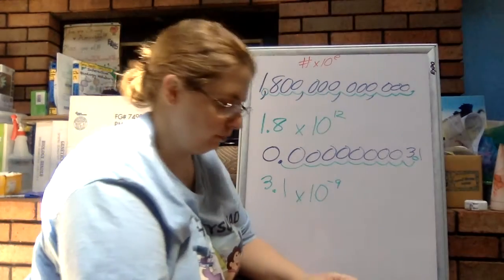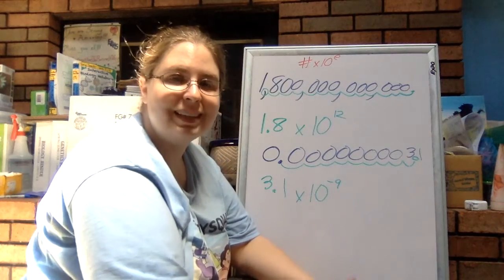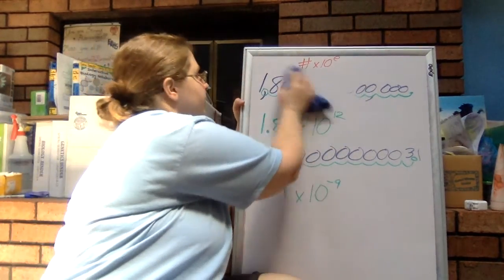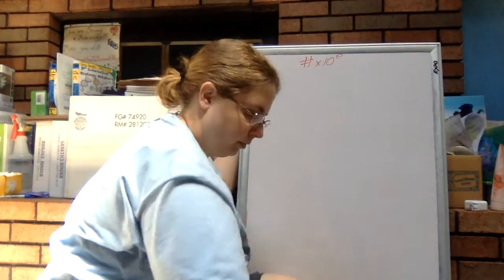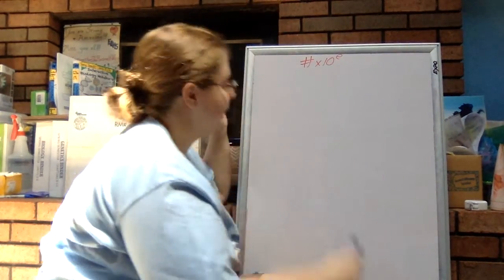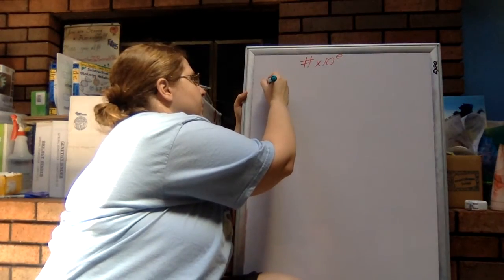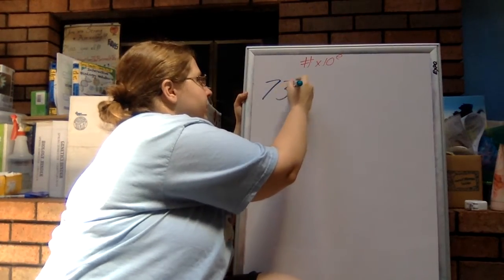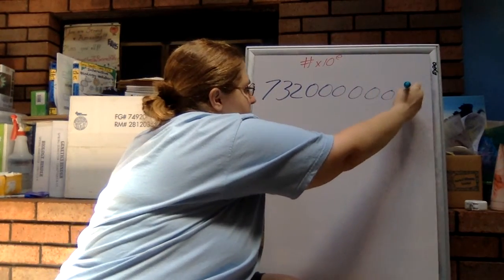So far, so good? All right, we'll do a couple more examples, then we'll flip it and talk about taking numbers out of scientific notation. All right, so we have, let's see, 7, 3, 2, 0, 0, 0, 0, 0, 0, 0, 0.